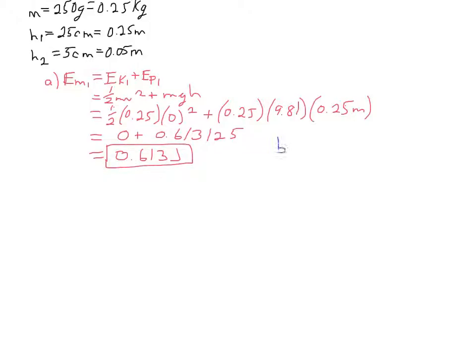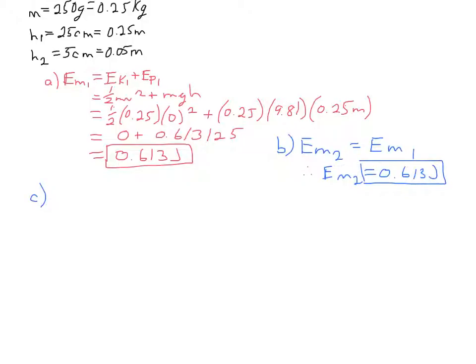For B, it wants to know the mechanical energy at the second point, so it wants to know EM2. But because this is an isolated system, mechanical energy has to be conserved, so EM2 is going to be equal to EM1. Therefore, EM2 is going to equal the exact same thing. And I will box that up as well.